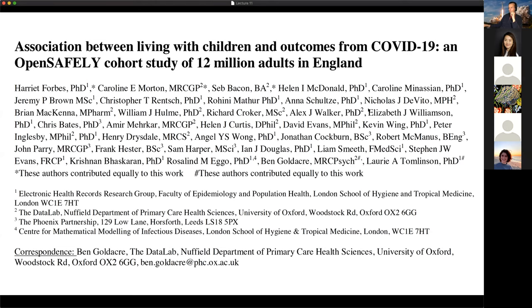So this is a really beautifully executed study of a fairly difficult to track question, which is exactly: does the fact that you live with children that go to school and see other children influence the outcomes from COVID-19 in you as an adult? And this is a very large scale study. It involves 12 million adults in England. So this is truly a population level survey.